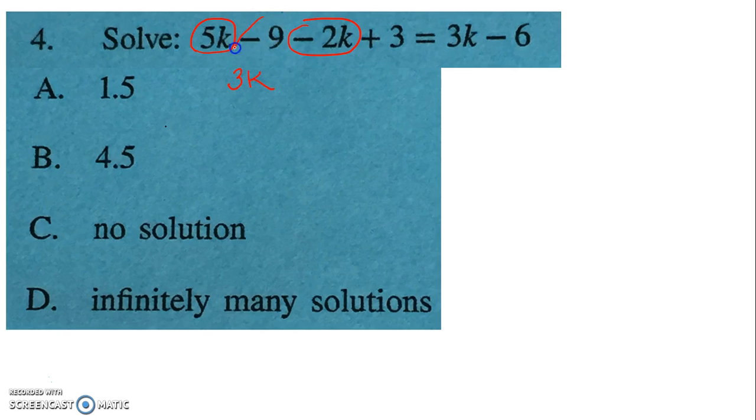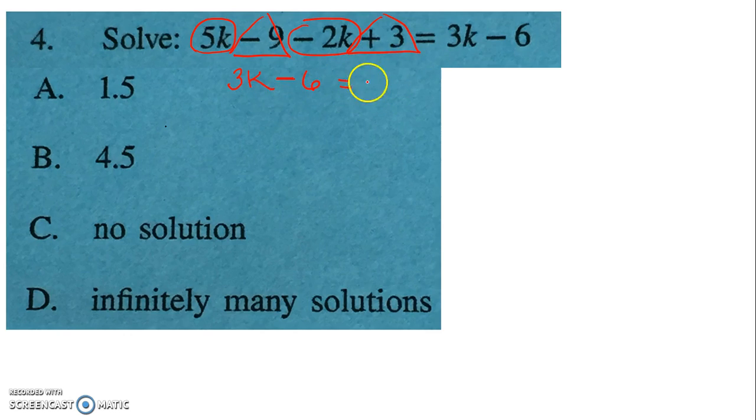Then you're going to combine your constants. Negative 9 plus 3. Signs are different. Find the difference. The difference between 9 and 3 is 6. What do you have more of? Well, we have 9 negatives and only 3 positives. So this side turns out to be 3k minus 6. We cannot put them together. They are not like terms.